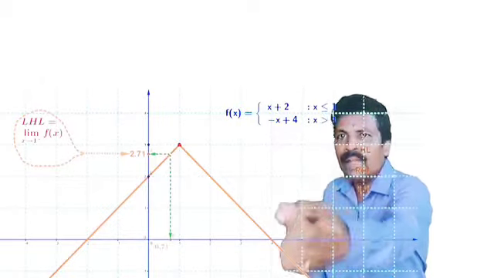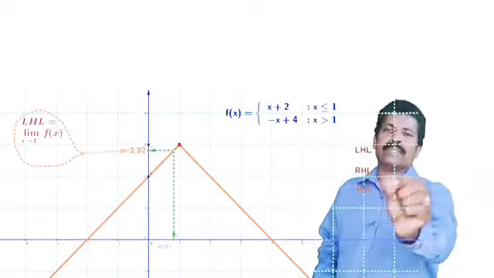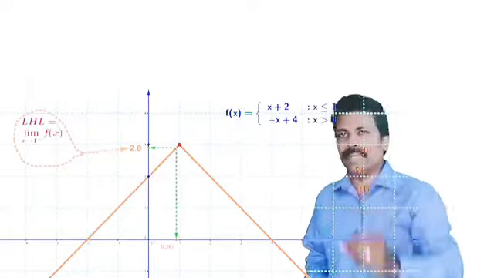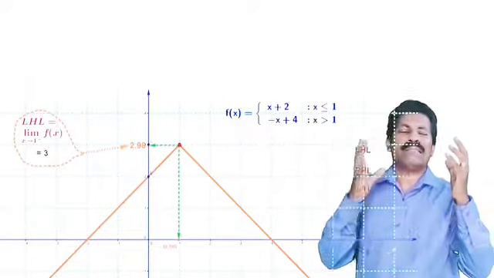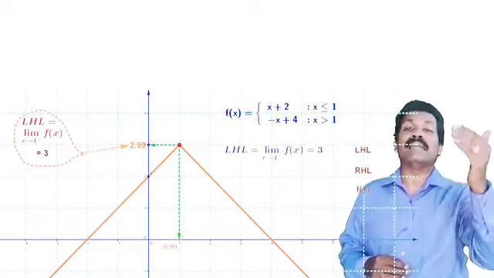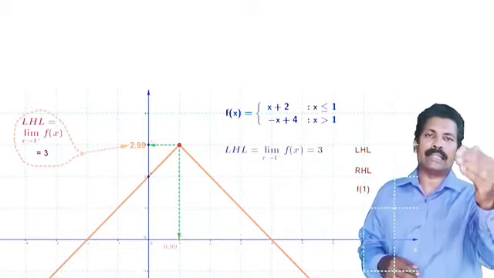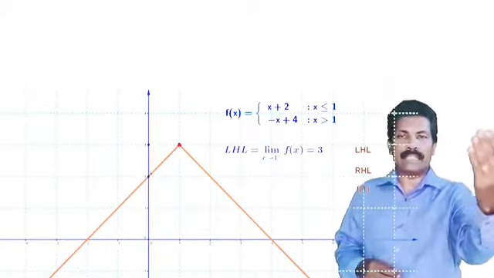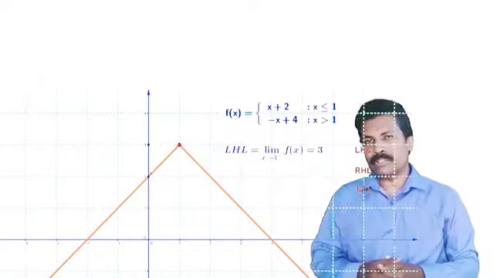X is approaching 1, f(x) is becoming 3. So the tending value of f(x) is 3 here. So we can speak of the left hand limit, that is LHL is equal to limit x tends to 1 minus f(x), which is 3. Now what about the right hand limit?